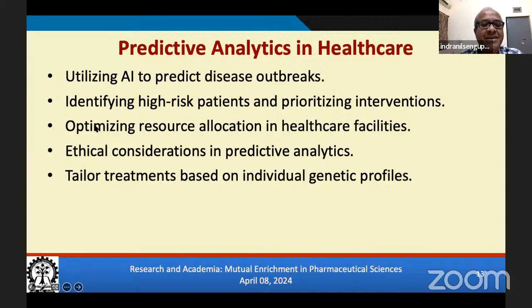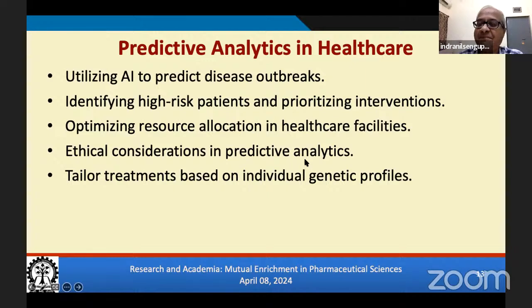Resource allocation. See, unnecessarily we should not send an ambulance and a doctor to a patient. We should understand who is requiring what kind of facility. Because resources are expensive, we should make optimum utilization. Okay, so this is important. Optimizing resource allocation in the various healthcare facilities.